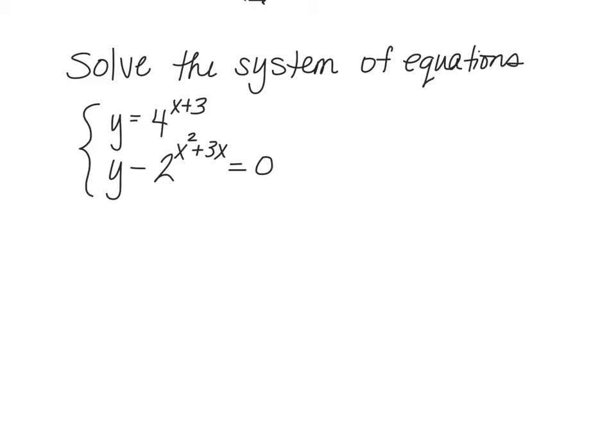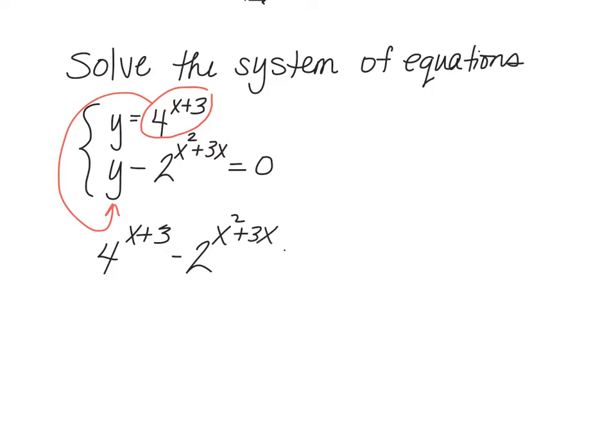So for this problem, I'm going to go ahead and choose substitution since in the top equation I already have y isolated. Y is already by itself. So I'm going to take the 4 raised to the x plus 3 power and substitute it into my second equation in place of y. So that's going to give me 4 raised to the x plus 3 power minus 2 raised to the x squared plus 3x power is equal to 0. And then I'm going to add the 2 to the x squared plus 3x power to the other side so that I have these two exponential expressions, one on each side of the equal sign.